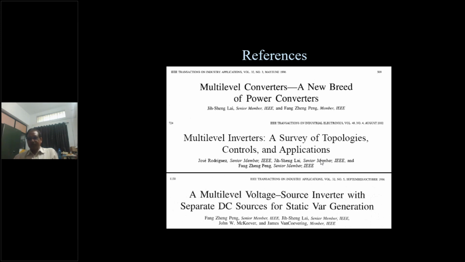Sir, next question. When it comes to harmonic elimination, do we have to go with a multi-level inverter or some filters? Right, filters are also there. Right, your question.